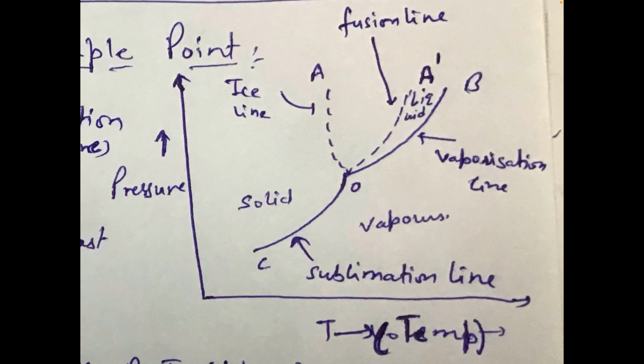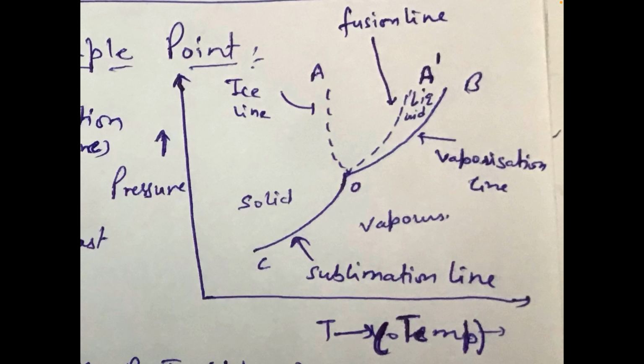This curve exists only in case of water. For other substances, curve OA dash exists because all other substances, when they melt down from solid to liquid state, their volume increases. So V2 minus V1 is positive, therefore their slope dP by dT is also positive. So OA dash is known as the fusion line for all substances except water. Clear?